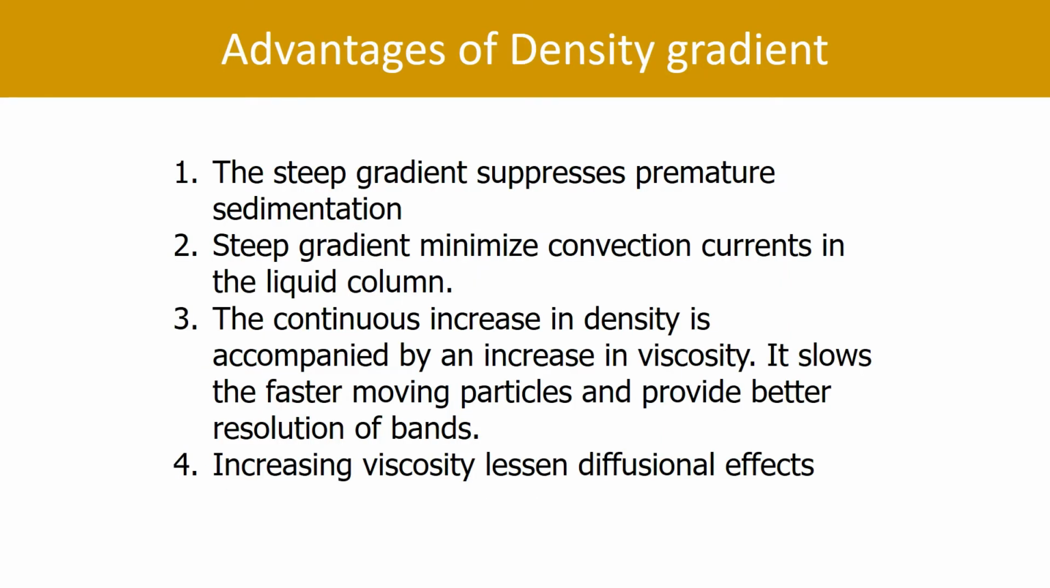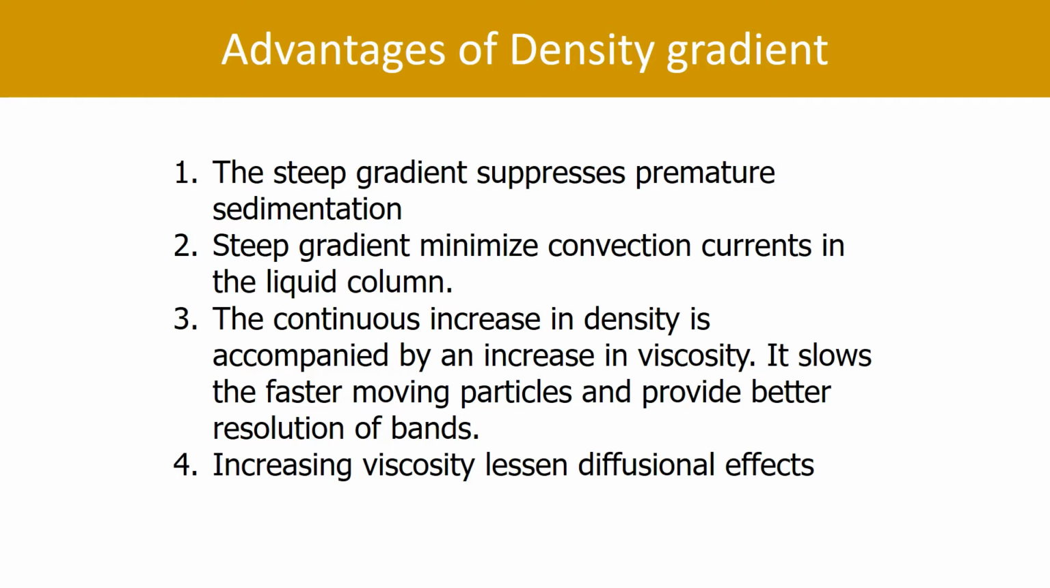Let us look at the advantages of a density gradient. There are several advantages. The first one is that a steep gradient beneath the layer of a sample suppresses premature sedimentation. Think of yourself jumping into a very deep sea. You know that you can go only up to a certain depth. Afterwards, however you try, you will not be able to go down. However good a swimmer you are, you will not be able to go down, because when your density matches the density of the sea water, you cannot go further. So in a centrifuge tube, the layer beneath will prevent any premature sedimentation. That is one of the biggest advantages.